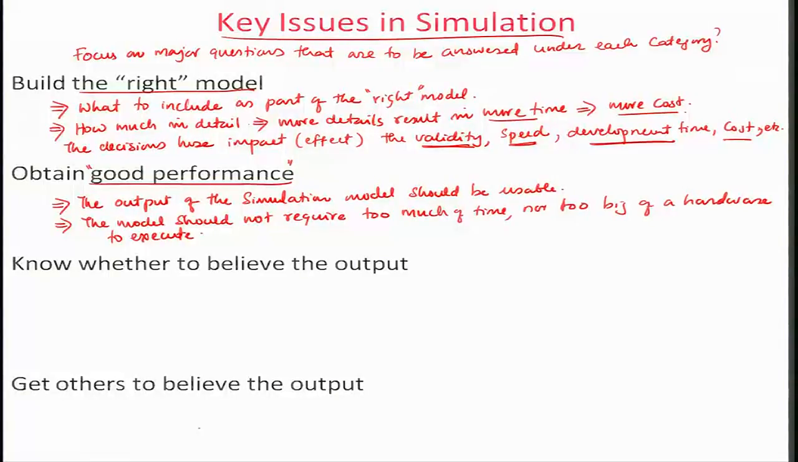So, you should not require too much time to do the experimentation with the model, nor should you require too expensive a hardware to execute the model. So, it should be a balanced performance. Good performance, or you can think about it as balanced performance. That is what you are more interested in, this aspect: obtain a good performance from the model.